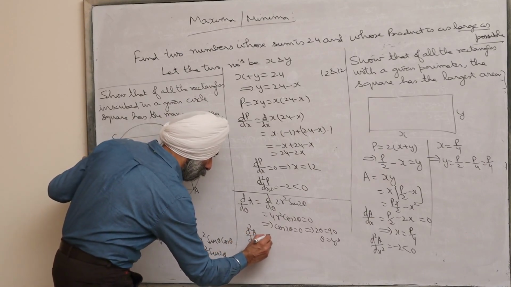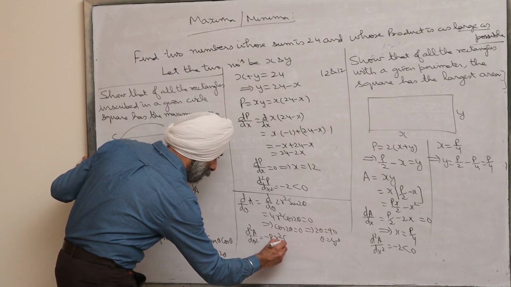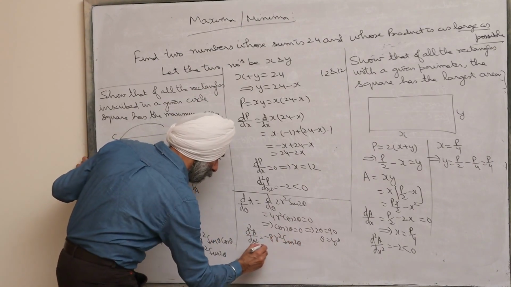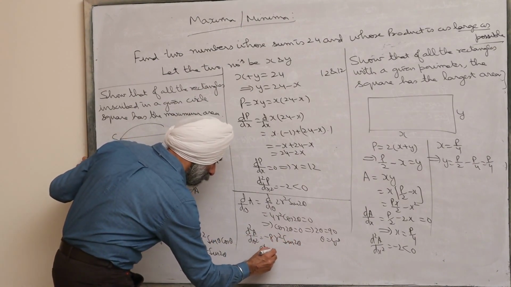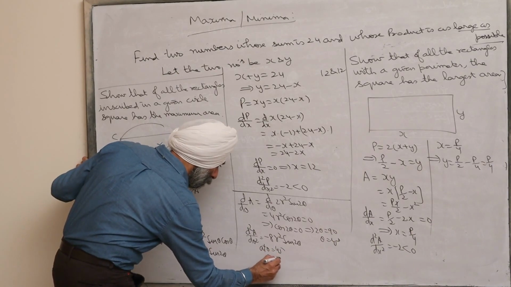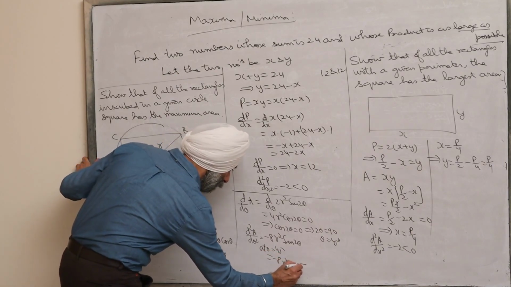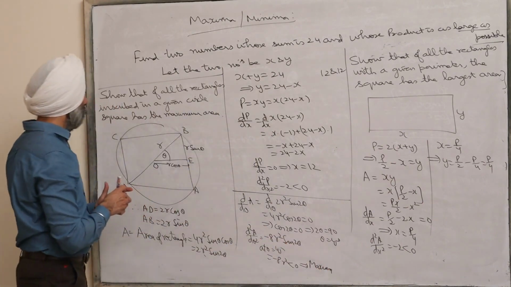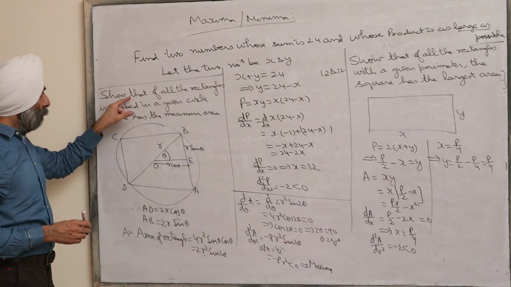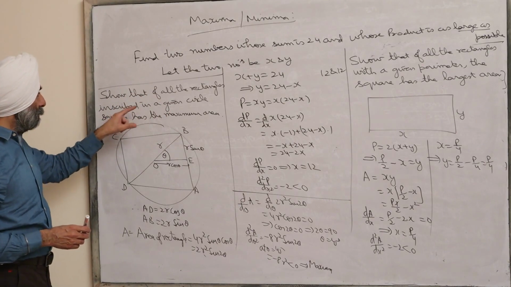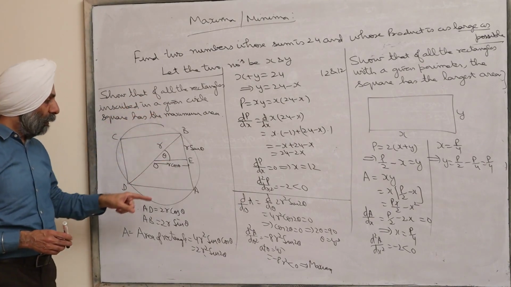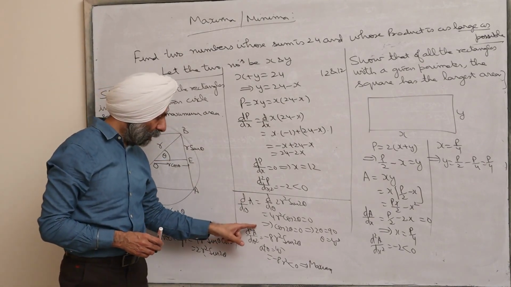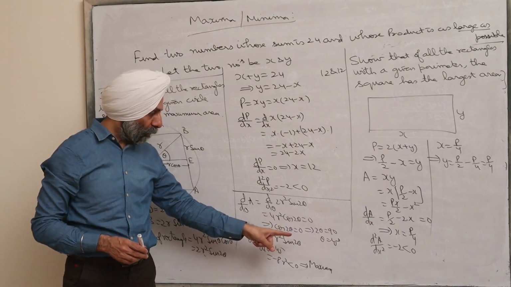This is your minus 8r square sin 2 theta. At theta equals 45, this is minus 8r square, negative, implies maxima. So you can see here, the question was show that of all the rectangles inscribed in a given circle, square has the maximum area. You can see that area is maximum when theta is 45.